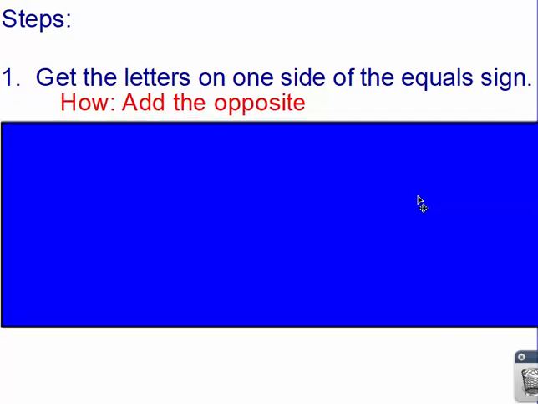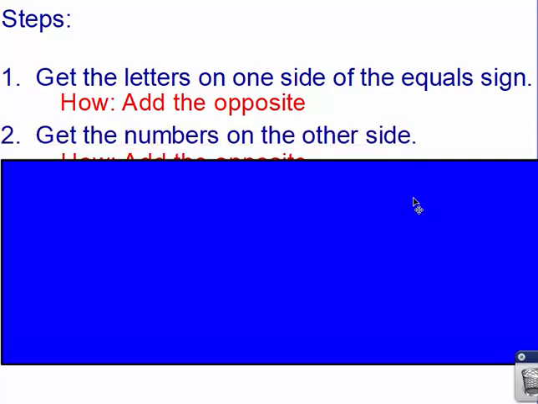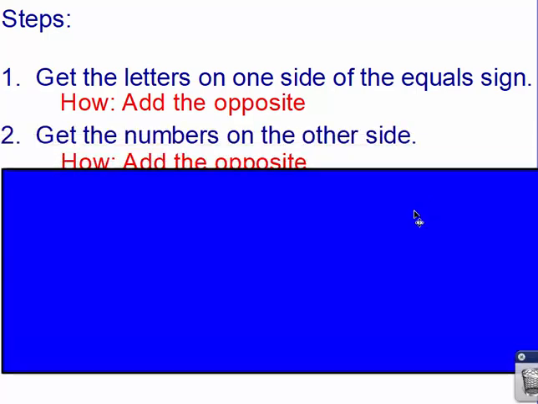And how do I do that? Well, I add the opposite. Just like we've been doing with two-step equations, moving the number, the constant, from one side to the other, we add its opposite. Well, now we're just going to do it with the letters as well, with the variables. So get your letters or your variables on one side of the equal sign. How? Add the opposite. Step number two, get the numbers on the other side of the equal sign.